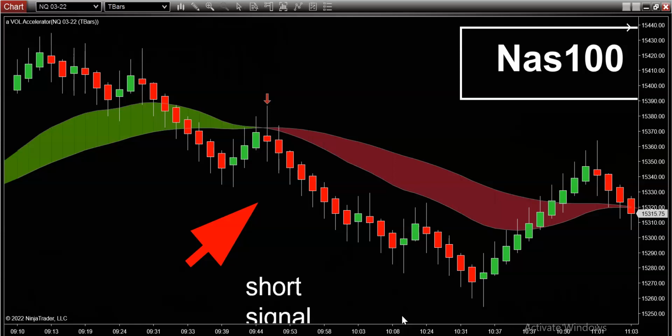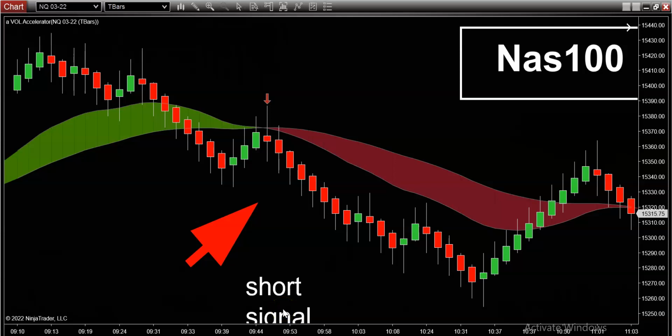What hopefully should jump out at you, if you've been following the strategy and following the system, is that this signal bar also showed up on a retracement.